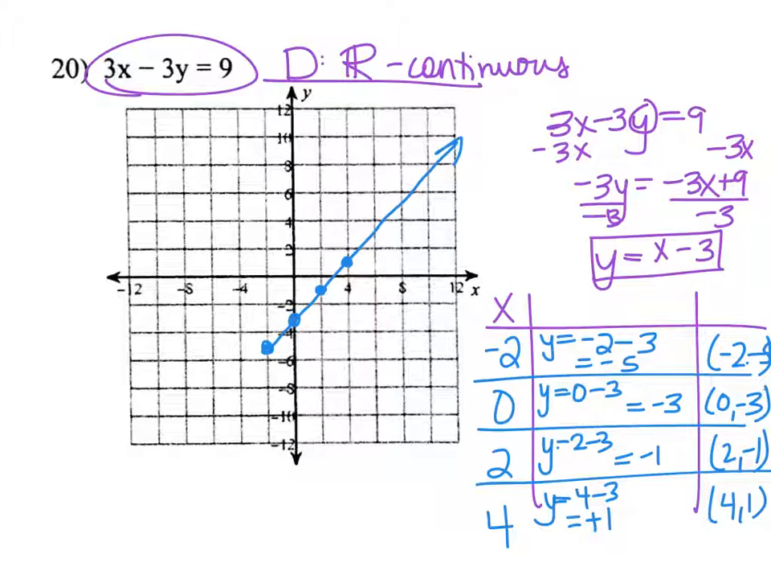Because it's supposed to be continuous, you need to make your arrow and your line or curve, or whatever it looks like, try to make it go all the way through the graph so that you indicate that it's going to go on forever and ever.